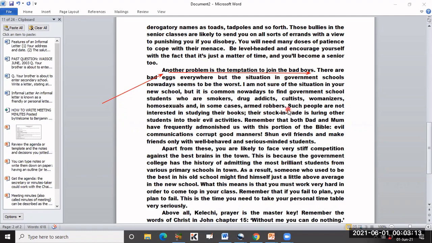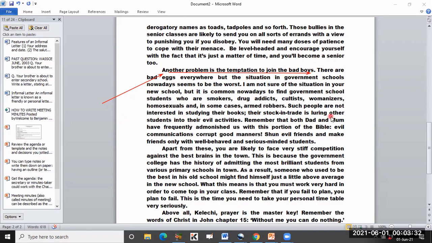You see, you are painting a picture of what you mean by bad boys. That's a real challenge. The temptation to join these people who are really bad, all right? Now, such people are not interested in studying their books.